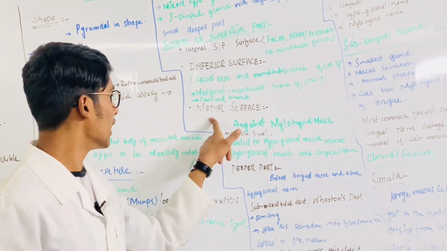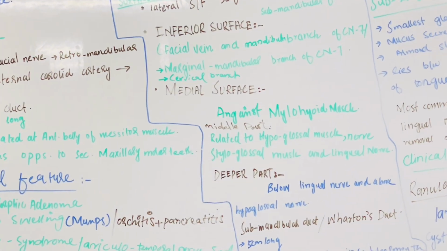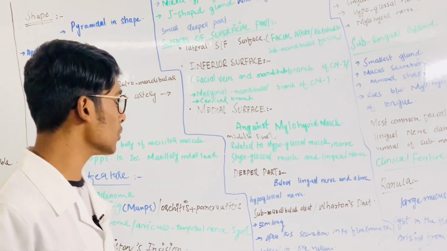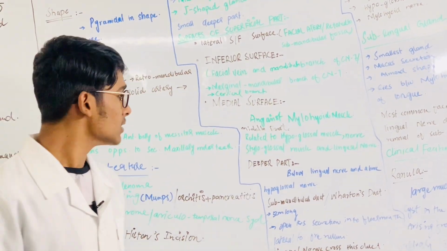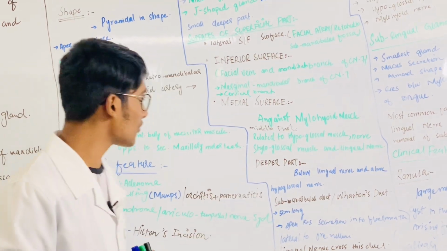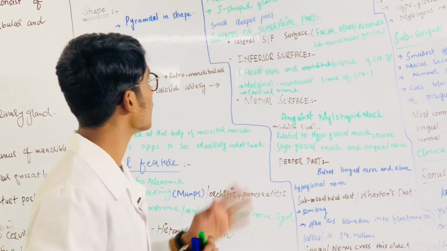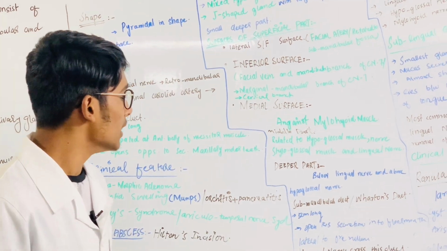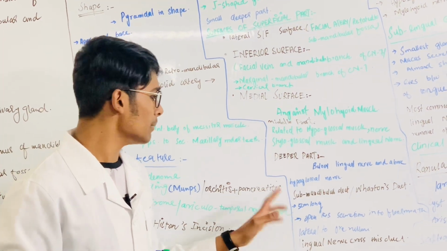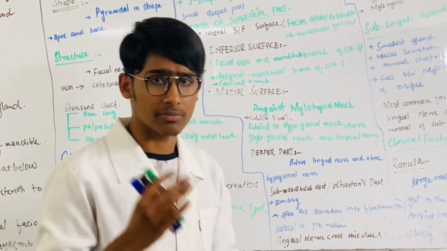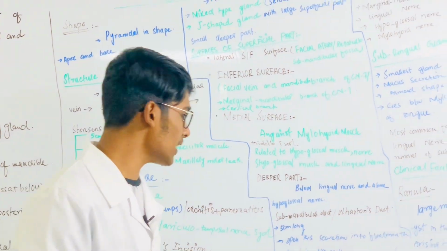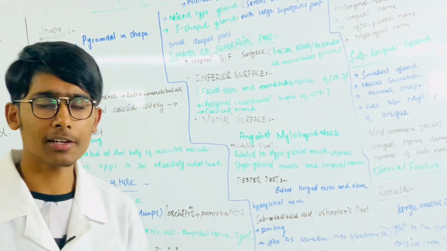Let's discuss the medial surface. The medial surface lies against the mylohyoid muscle. The middle part of the medial surface is related to the hyoglossus muscle, hypoglossal nerve, styloglossus muscle, and lingual nerve. And the other part of the submandibular gland is the deeper part. It is present below the lingual nerve and above the hypoglossal nerve. And the submandibular duct is also called Wharton's duct. It is also 5 cm long and it opens its secretion just lateral to the frenulum.